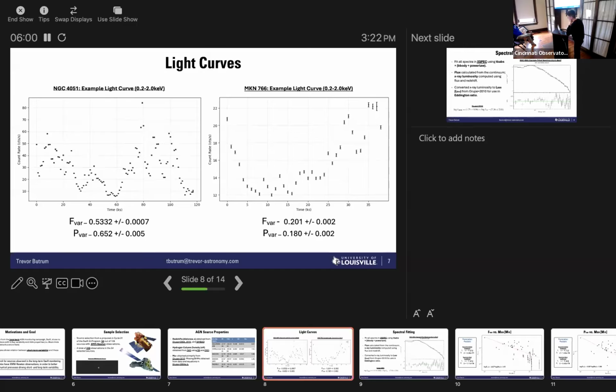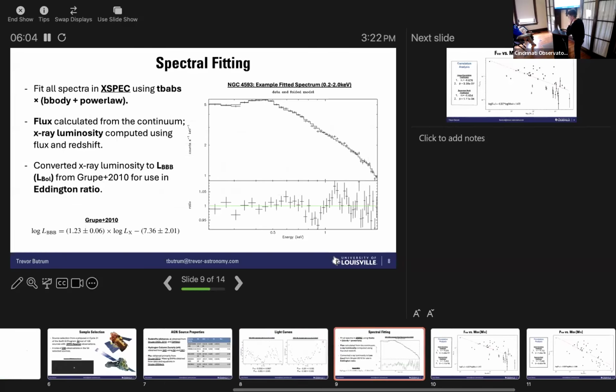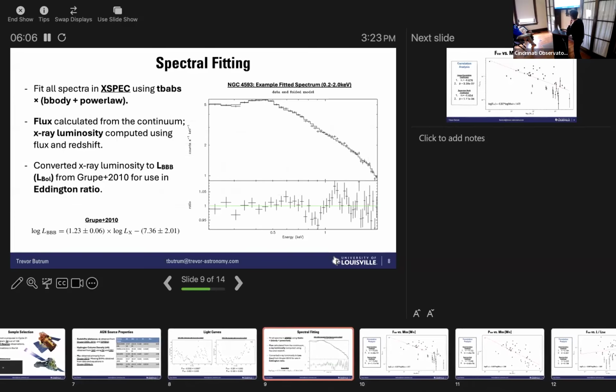I did this for each of the sources, but I also did some spectral fitting for these sources as well. I fit all the sources using XSpec and some basic spectral fitting parameters. I calculated the flux from the continuum, and then the X-ray luminosity was computed from the flux and redshift. When I did all that, I got this graph on the right here.